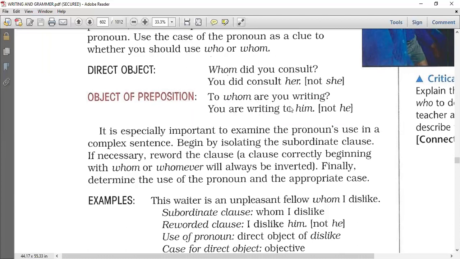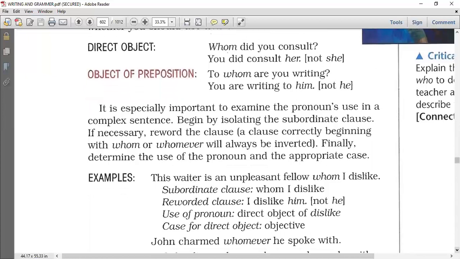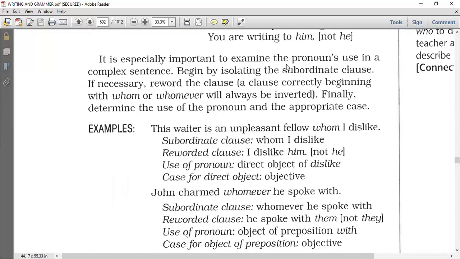If you are writing to him or to her, so I need an object here. But to whom are you writing? I think this is easy and it can't confuse you. It is especially important to examine the pronouns used in a complex sentence. Begin by isolating the subordinate clause. If necessary, reword the clause correctly, beginning with whom or whoever or whomever, which will always be inverted. Finally, determine the use of the pronoun, like these steps.